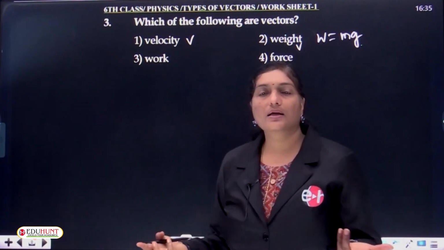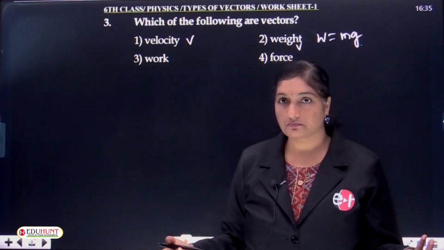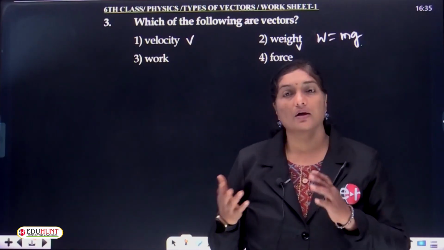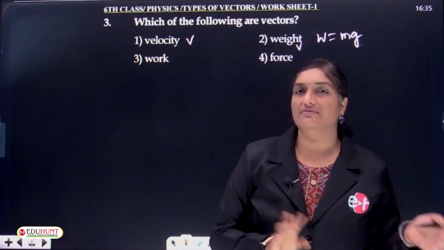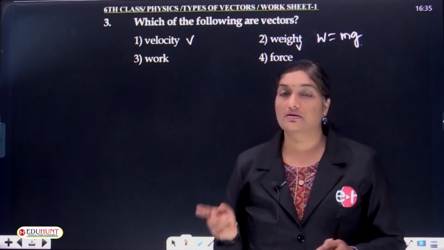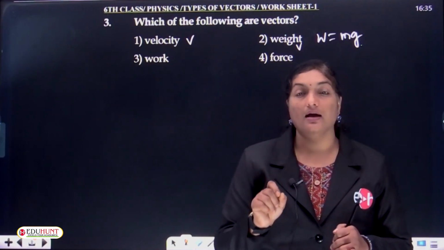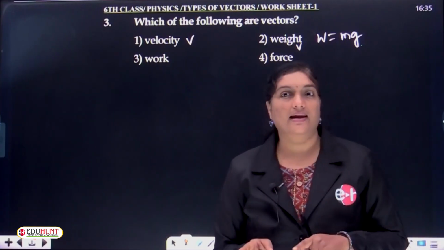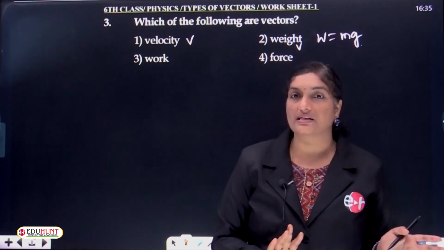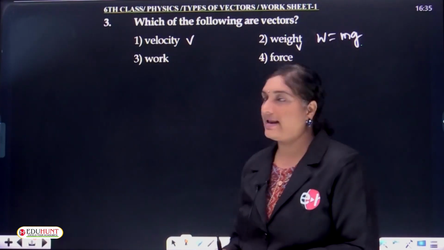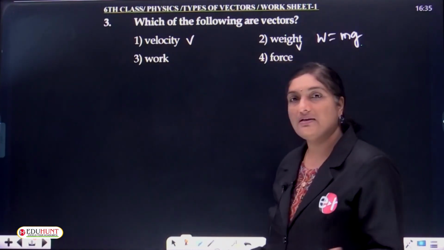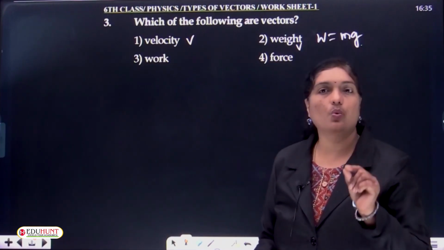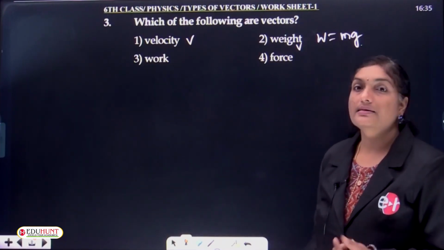Work done. Work is a scalar quantity. Work is a form of energy. We have positive work and negative work. So remember children, scalars take positive as well as negative values. So we have negative work done as well as positive work done, but it is only a scalar quantity. Work done is a scalar quantity.